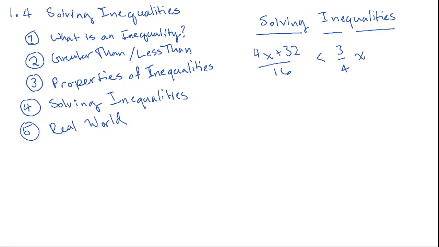All right, so now we've got (4x plus 32) all divided by 16 is less than or equal to 3 over 4 times x.